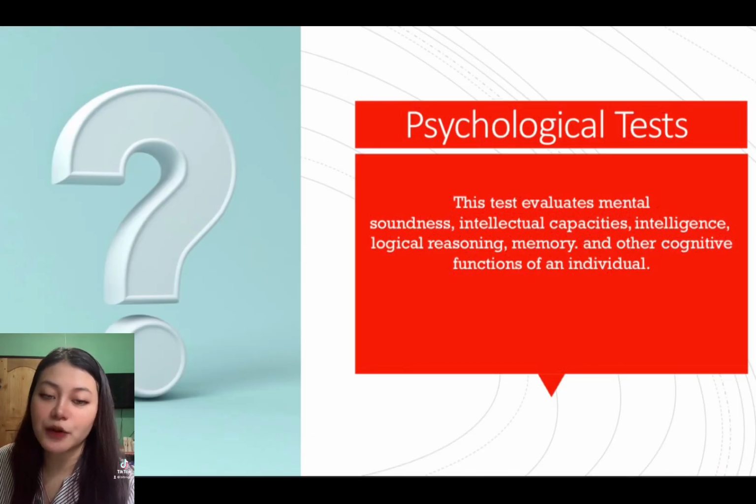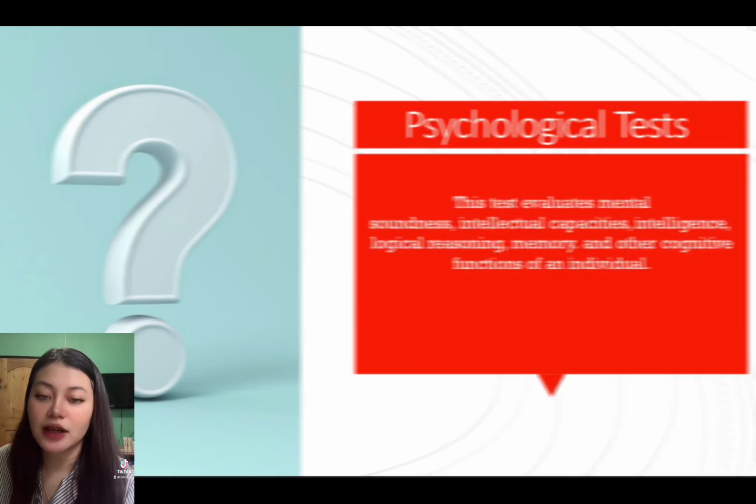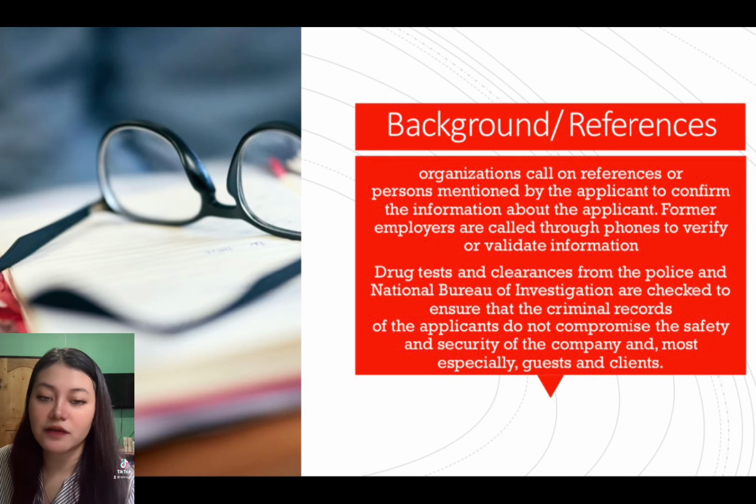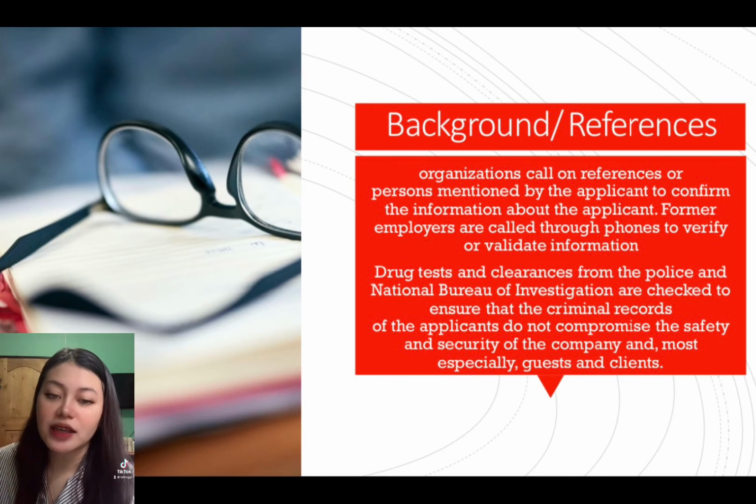Number 3 is psychological test. This test assesses person mental health, intellectual abilities, intelligence, logical reasoning, memory, and other cognitive function. A psychological test is a standard and objective assessment of an individual's mental or behavioral characteristics. Number 4, background or references. References are people who can talk about your work experience, work habits, character, and skills.